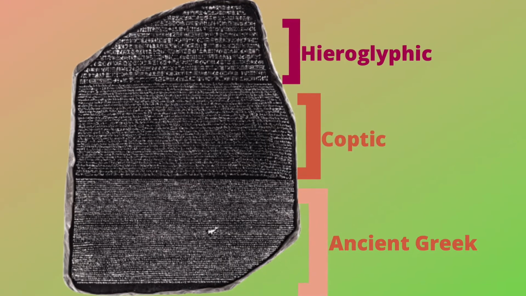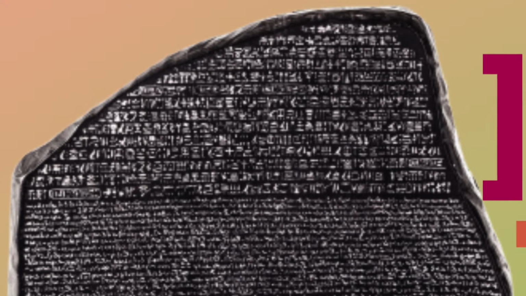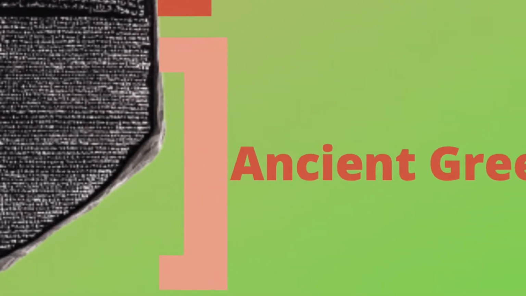This is the Rosetta Stone. It has inscription in 3 different languages. The one on top is ancient Egyptian hieroglyphic. Next is a dialect of Greek called Coptic. Finally, it is ancient Greek.